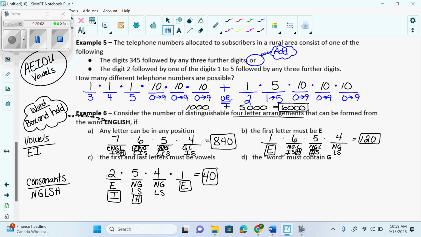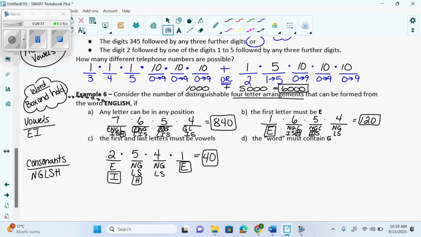The last one is the trickiest one. I just show it just in case you were ever given something like this. But it said the word must contain a G. Does it say where the G needs to be? So we're actually going to get 4 cases. We're going to get the first case where G could be the first letter, or second case where G could be the second letter, or third case where G could be a third letter, or fourth case where G could be a fourth letter. And when we say or, when we have more cases, we add them. Or and add. Remember, or and add go together.